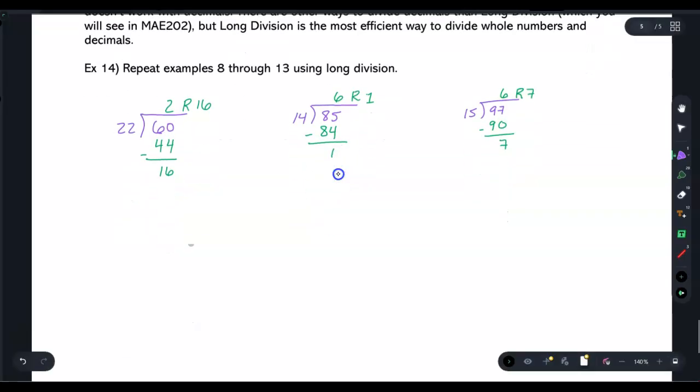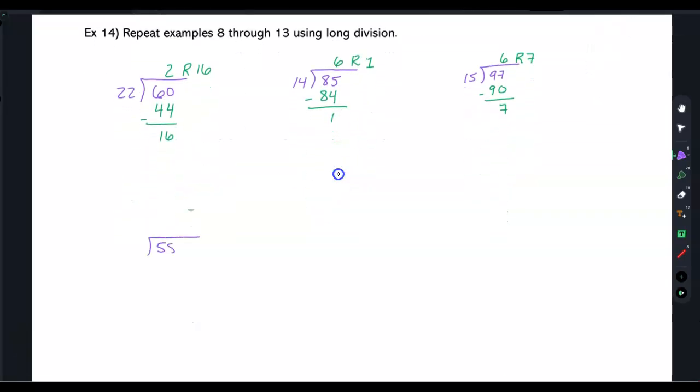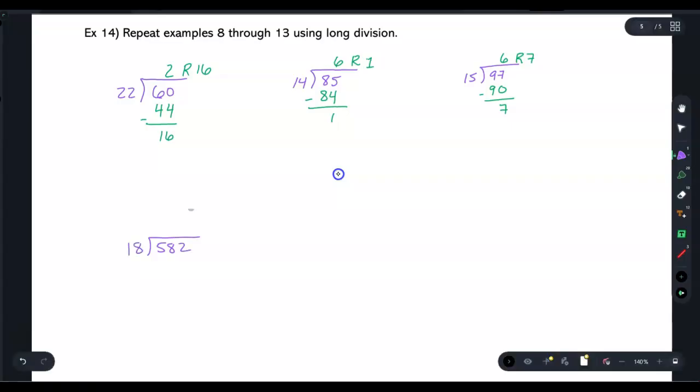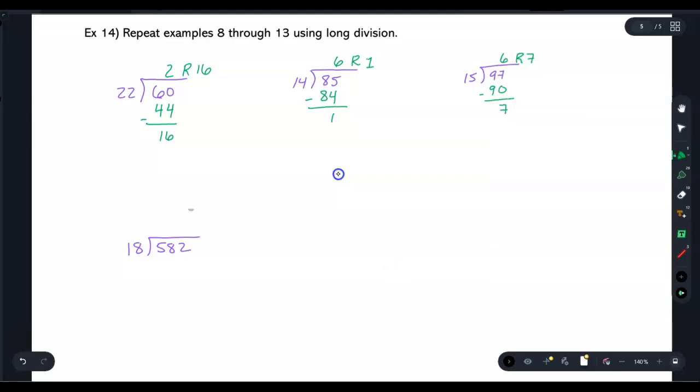Let's take a look at the next one. So this one is 582 divided by 18. This one's a good example of what I was talking about of doing a digit at a time. So I do not have to look at this and try and figure out how many times 18 goes into 582, which is good, right? Because that's a lot of times, right? So I don't have to do that.